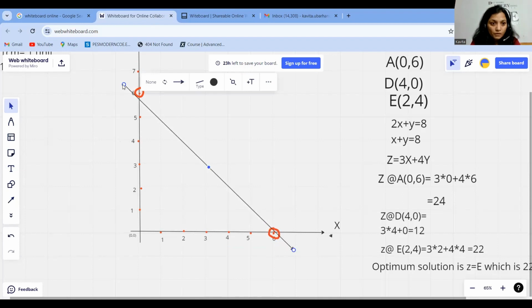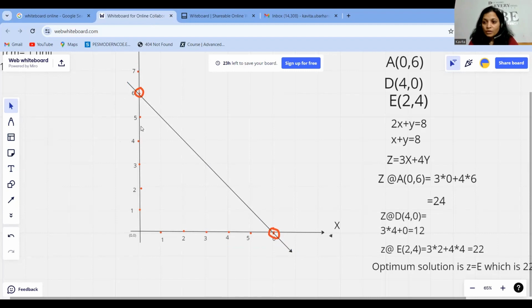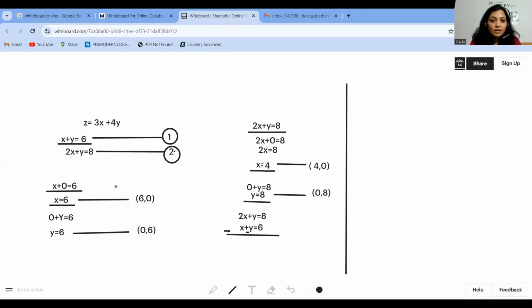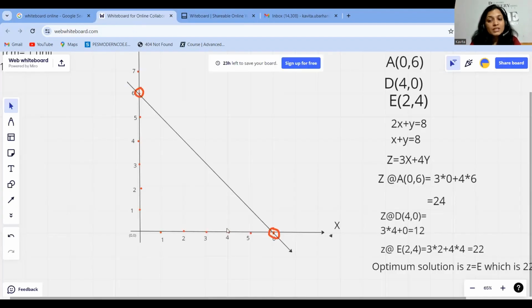This is the way we need to join these two points. I hope you all are getting me. Okay, this is your equation number 1 line. This is your x plus y is equal to 6. This is your equation number 1, and this is a line you have plotted on a graph.